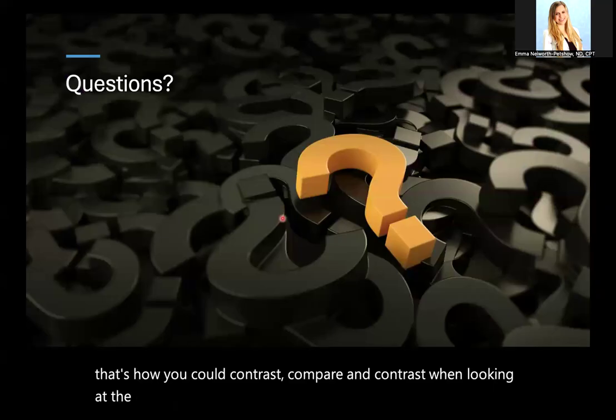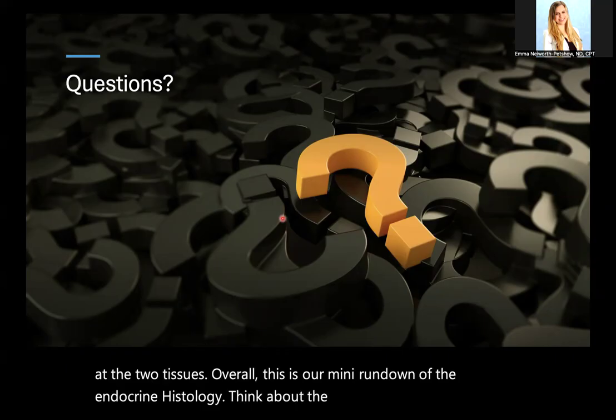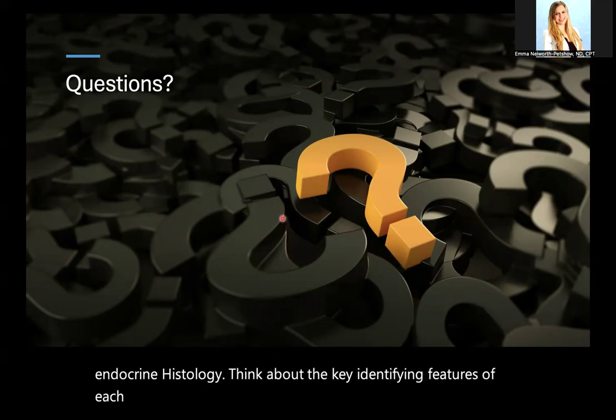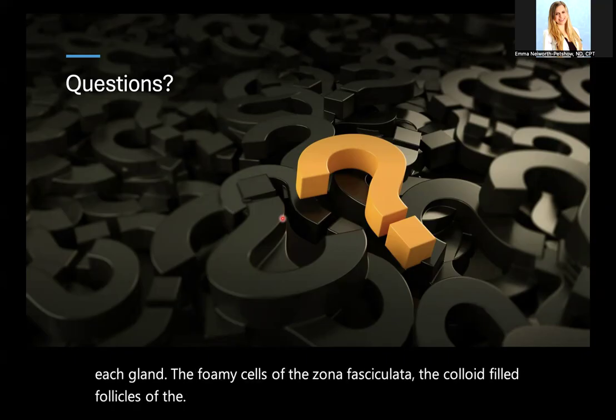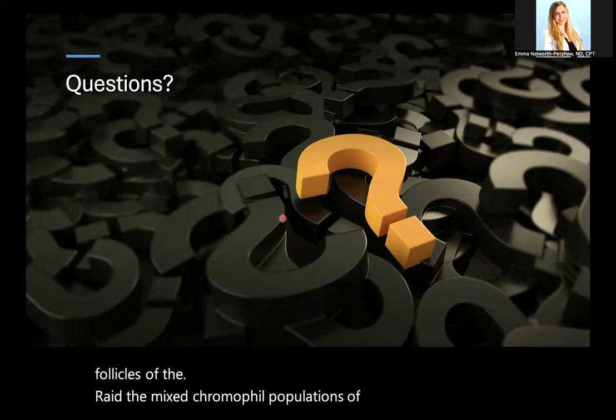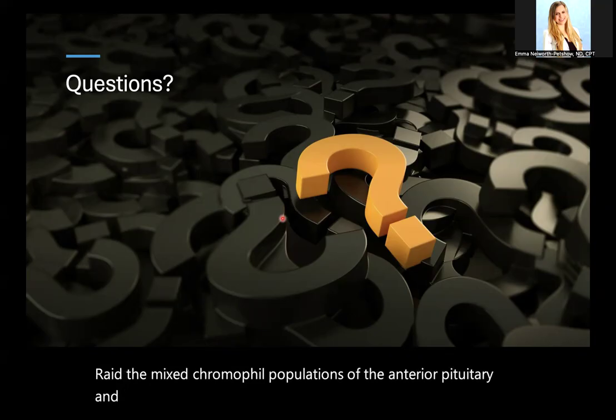Overall, this is our mini rundown of the endocrine histology. Think about the key identifying features of each gland: the foamy cells of the zona fasciculata, the colloid-filled follicles of the thyroid, the mixed chromophil populations of the anterior pituitary. Understanding these structures will help you diagnose endocrine disorders and interpret pathology.